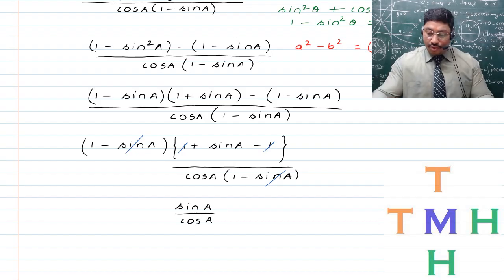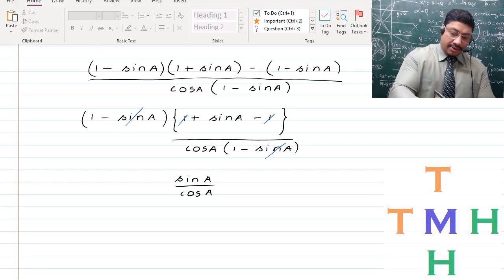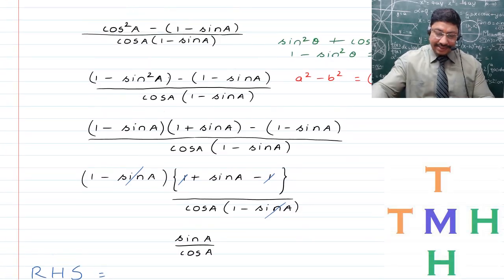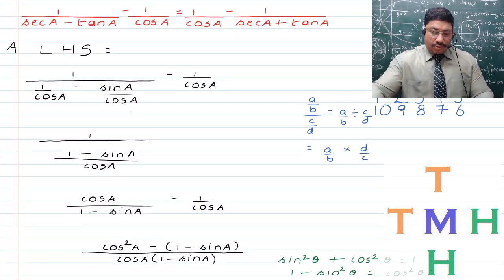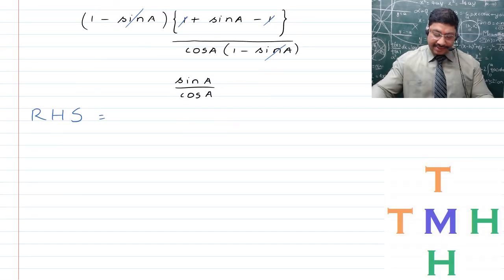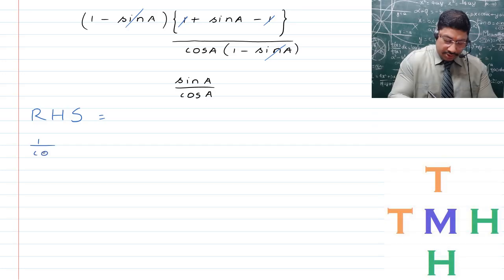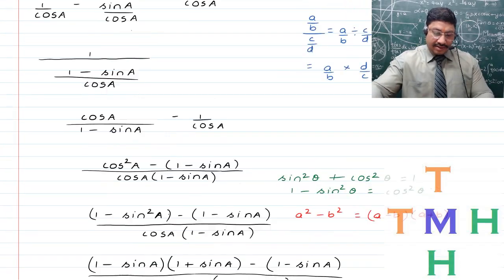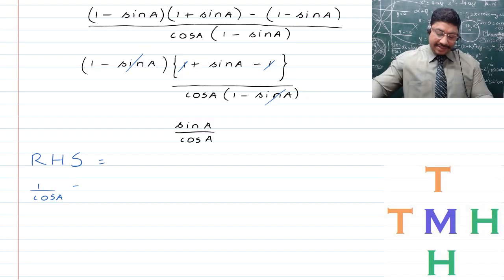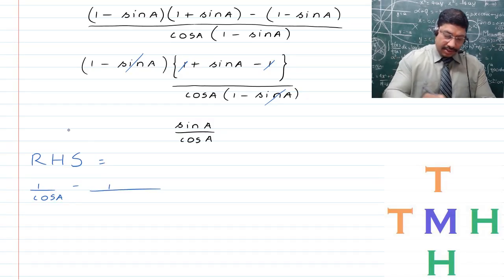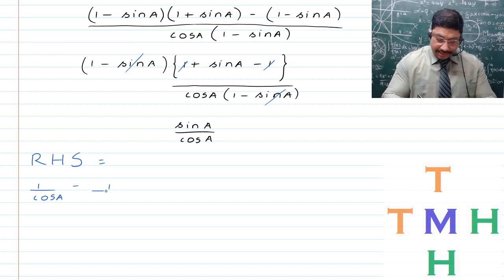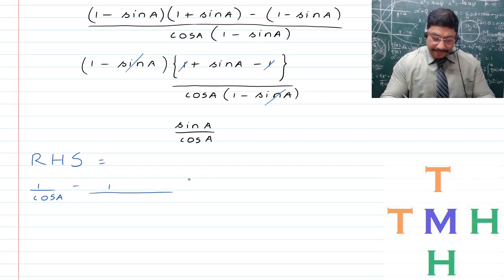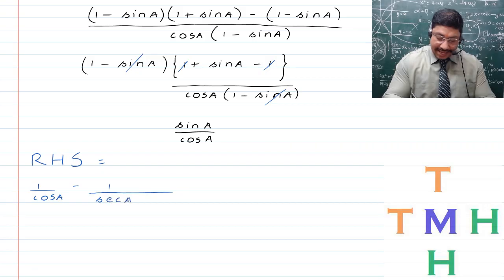And now children, we will move over to the right hand side. So if we talk about the right hand side, the right hand side is 1 upon cos A minus 1 upon sec A plus tan A. So we have 1 upon cos A, and to that is subtracted, if I remembered correctly, 1 upon sec A plus tan A. The lines are becoming crooked. So this is sec A plus tan A.